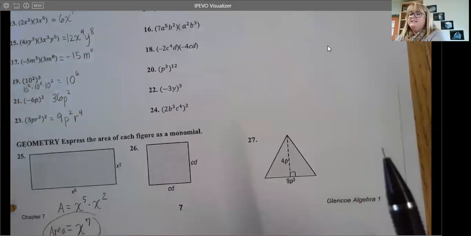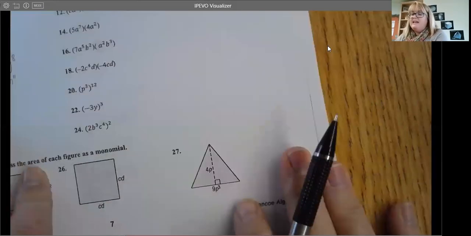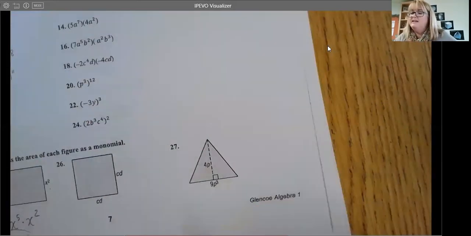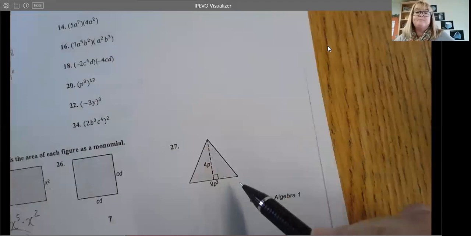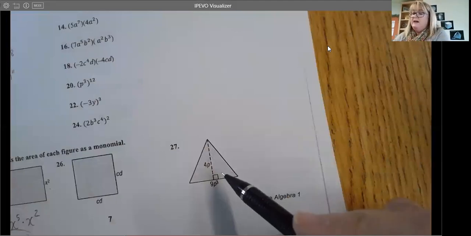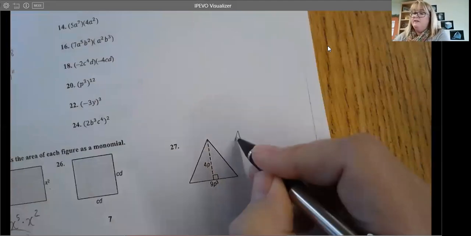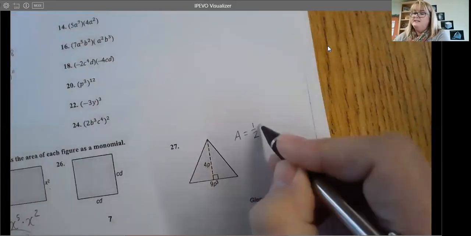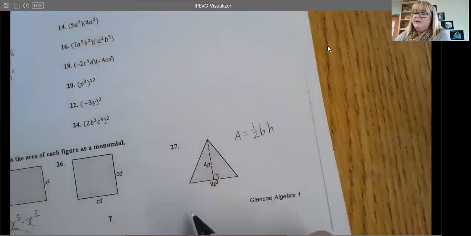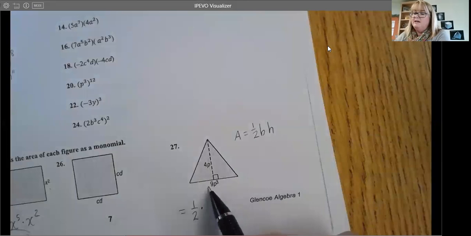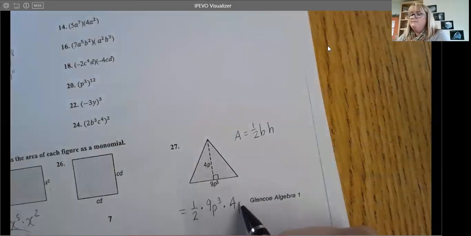All right, the last one, 27. Find the area of the shape. This is a triangle. Now, how do we find area of a triangle? It is 1/2 the base times the height. So we are going to do 1/2 times the base. The base is 9p cubed times 4p, okay?